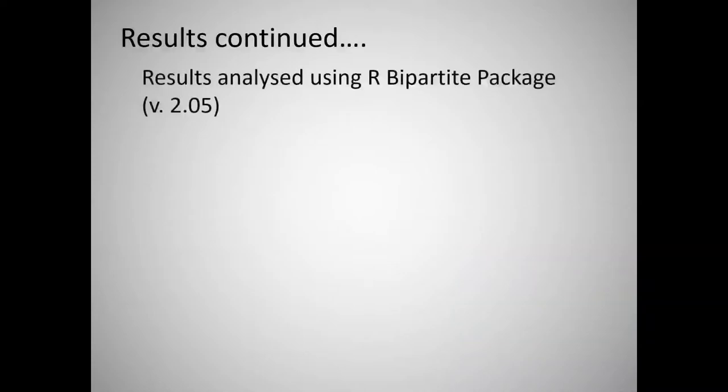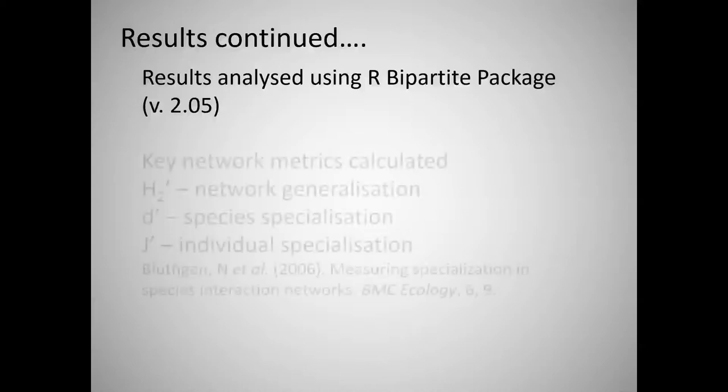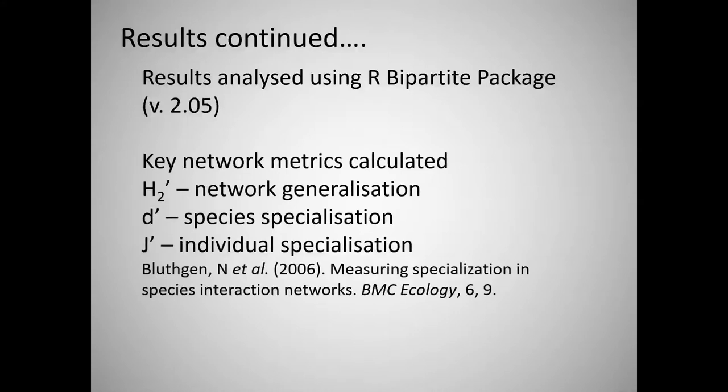Now we analyzed them using the bipartite package in R, and this generates a number of different metrics that describe network structure. So we generated something called H2, which looks at the overall network generalization, d', which looks at the specialization or generalization of individual species, and then we also calculated Pielou's J, which is a measure of individual specialization by individual insects.